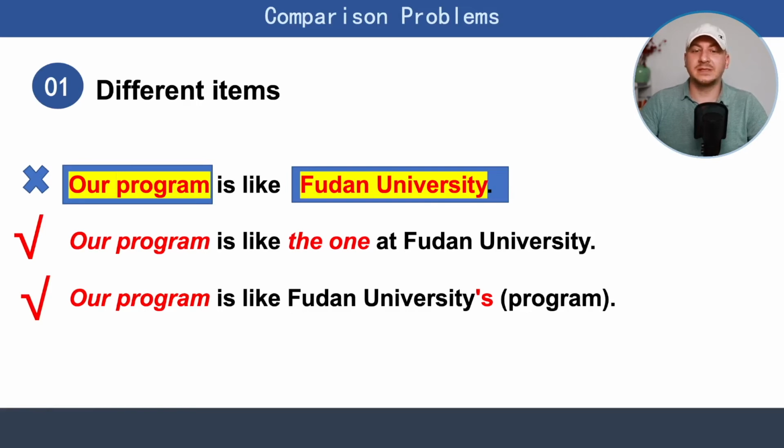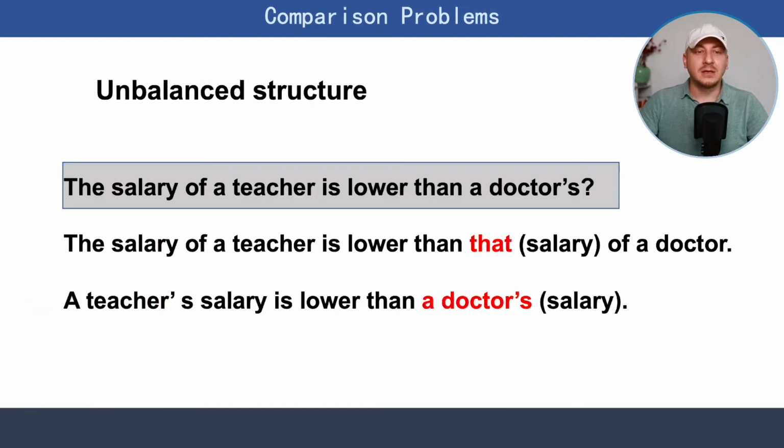So here 's means possessive. We are talking about program, so we can decide whether or not to write program, but the possessive 's already indicates that we are talking about program. We often have unbalanced structure, so make sure the structure on the left side is balanced with the structure on the right side. For example, the salary of a teacher is lower than a doctor's. Okay, so here we are talking about the salary of a teacher is lower than a doctor's. Right, so to improve this, we can say the salary of the teacher is lower than that salary of a doctor. Or we can also use possessive and say a teacher's salary is lower than a doctor's salary, or just a teacher's salary is lower than a doctor's.